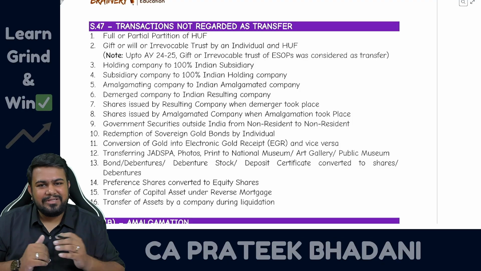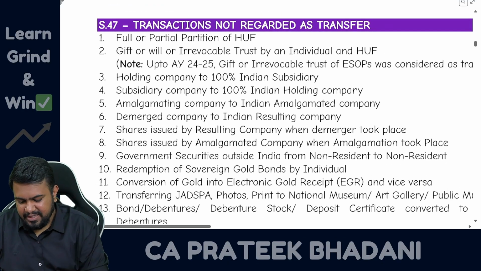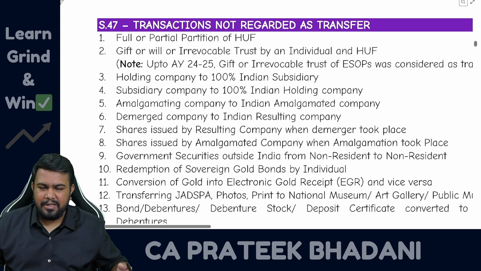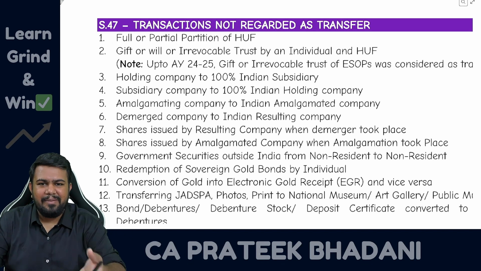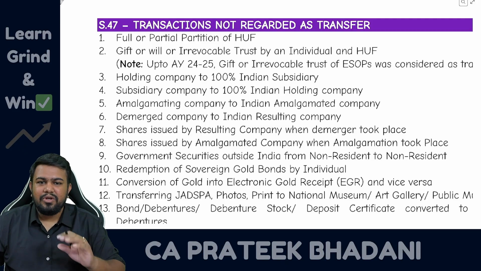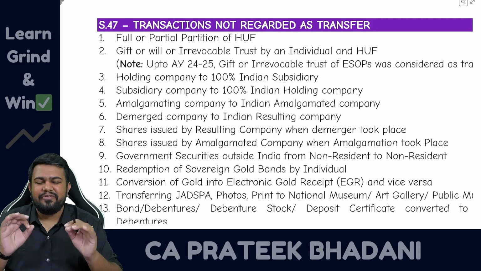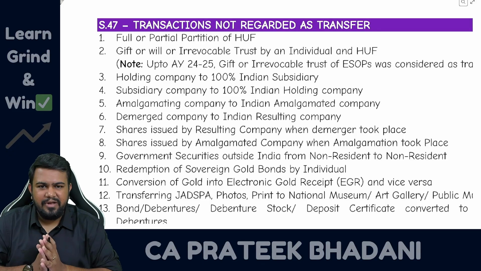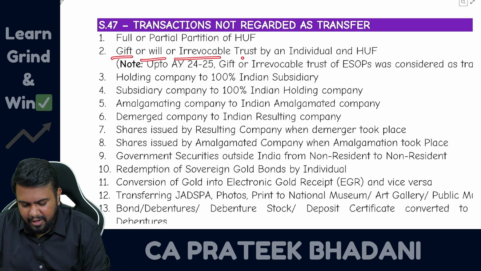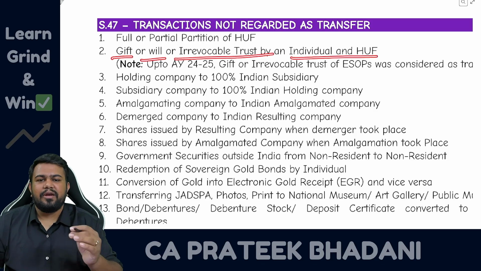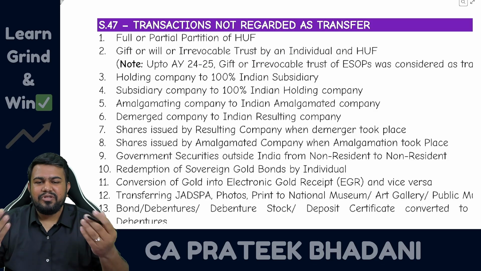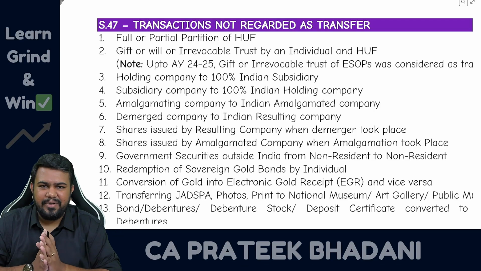So what are all those transactions? Let us see. First transaction is full or partial partition of HUF. So if HUF is partitioning the property, then property is going from HUF to the family member, no? So when the property is going from HUF to family member, it is not a transfer in the hands of HUF. So HUF need not pay any capital gain. Next, gift or will or irrevocable trust by an individual or HUF. So if an individual or HUF is giving a gift to someone, then the individual need not pay any tax under capital gains.